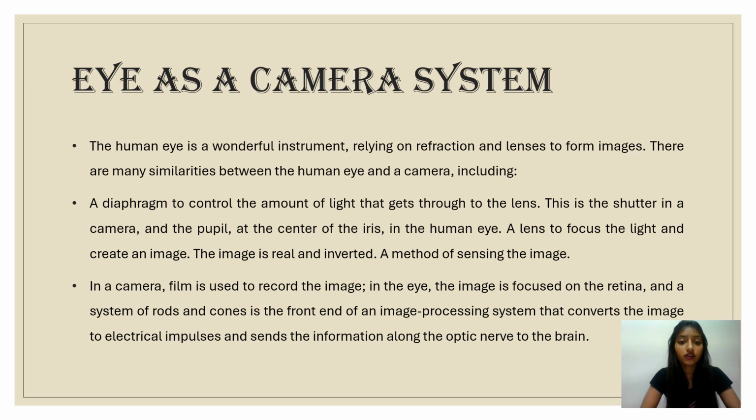The image is real and inverted, and there is a method of sensing the image. In a camera, film is used to record the image. In the eye, the image is focused on the retina, and a system of rods and cones is the front end of an image processing system that converts the image to electrical impulses and sends the information along the optic nerve to the brain.